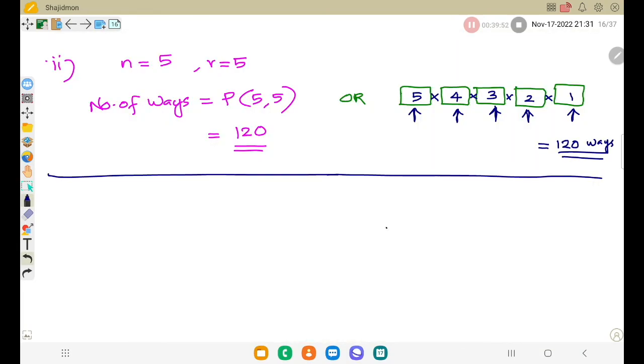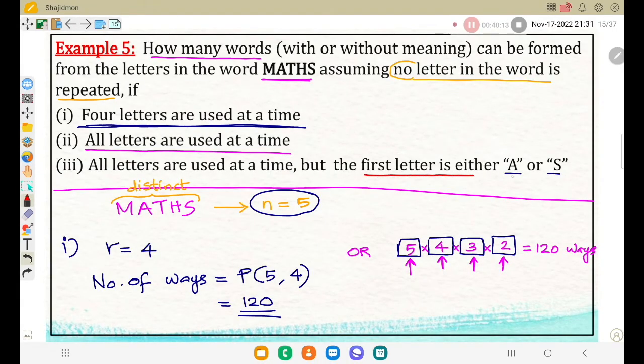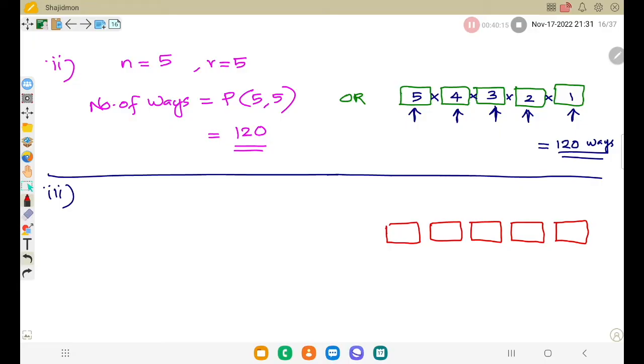So how many letter word we need to create here in the third part of the question? We need to create a 5 letter word: first letter, second letter, third letter, fourth letter and fifth letter. But what is the condition? First letter is either A or S, correct? So I can mark here in the first letter. What are the possibilities? Either A or S. Only two possibilities, so I can write here 2. Only 2 letters we can write there, either A letter or S letter.